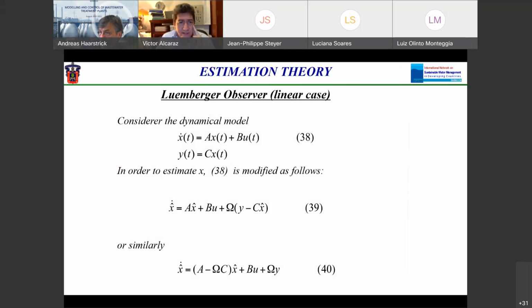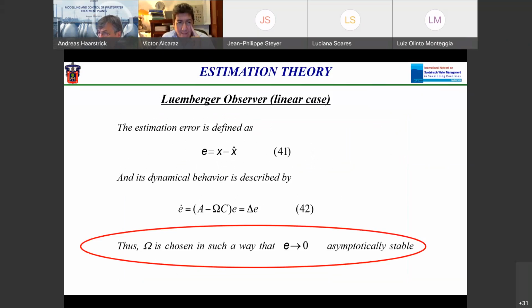In turn, the Luenberger observer has exactly the same structure as the Kalman filter, that is, reproducing the dynamical system behavior, plus a gain term, like you can see in equation 39. The difference between the two observers is that in the Luenberger observer case the gain matrix is calculated in order to assure convergence and stability properties of the estimation error dynamics.